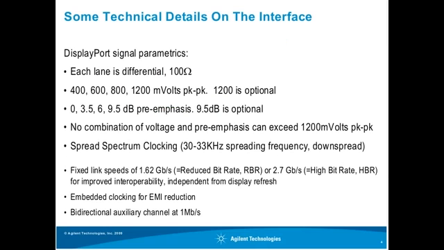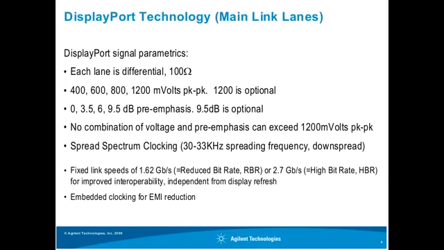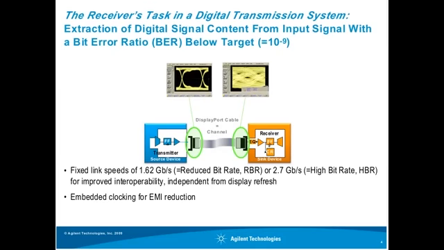So some more information on the technology. All lanes are differential 100 ohm terminated. They can operate at different voltages and different pre-emphasis settings. And this is all used to adjust the interfaces, for example, for different cable lengths or for different qualities of cable. Furthermore, the interface also uses spread spectrum clocking for reduced EMI.